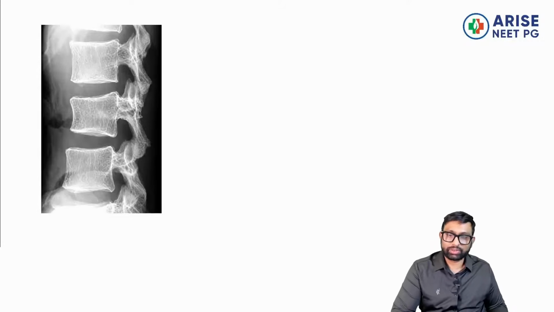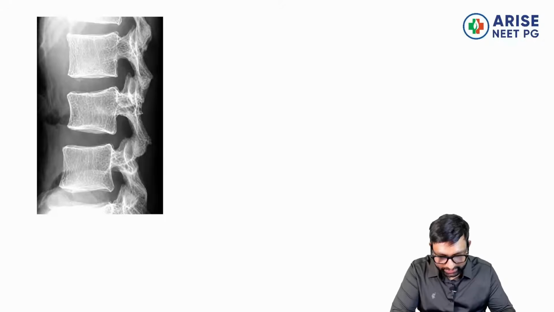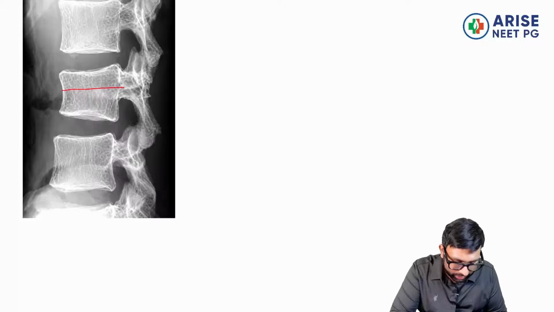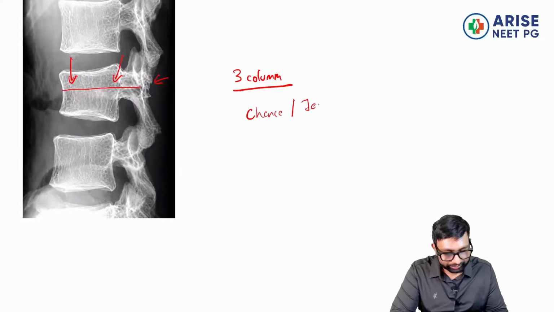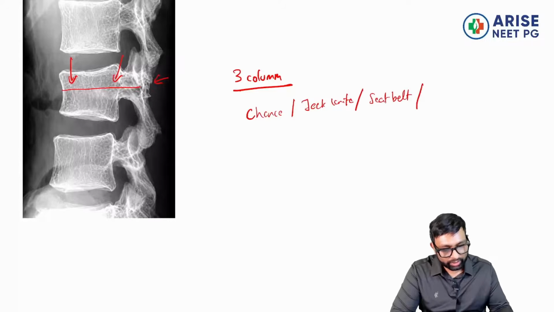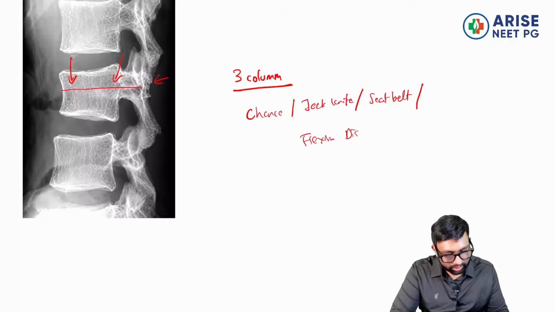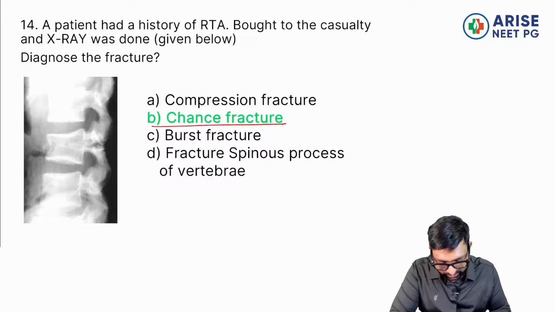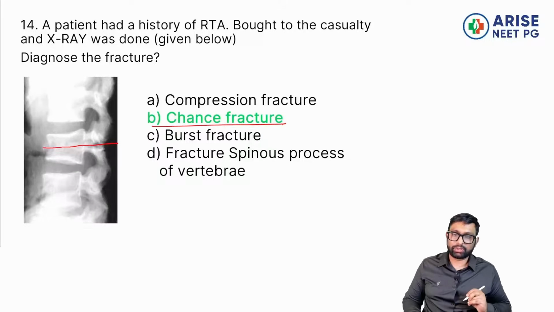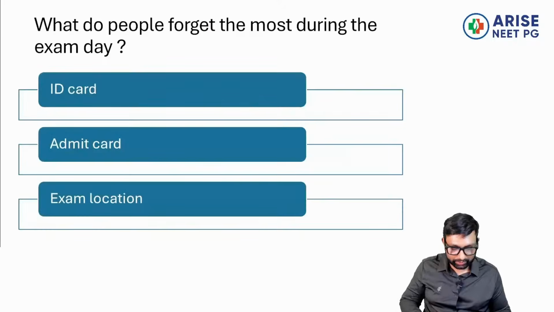Now look at our X-ray here. This was the X-ray that was given to us. If you look at the X-ray carefully, you can see a fracture line that is going like this. There is damage here, there is damage here, there is damage here as well. So all three columns are involved. If all three columns are involved, we call it a Chance or a jackknife or a seat belt or a flexion distraction injury. So the answer here is a Chance fracture. You can see the fracture has gone through all three columns here. Do you agree? So this is a Chance fracture.